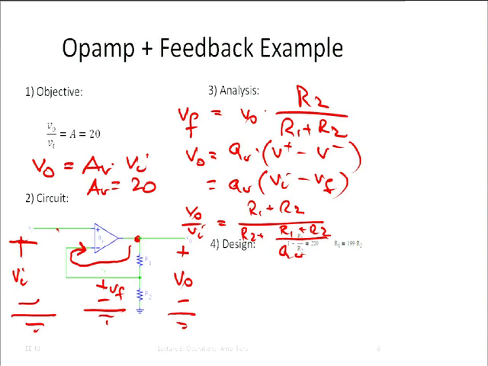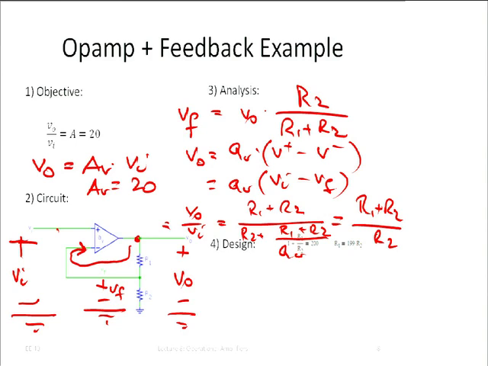Infinite. So this term drops out, and now we have the gain of this thing. The gain of this thing is apparently equal to R1 plus R2 over R2. Okay, and note, there is a somewhat confusing but very convenient notation.